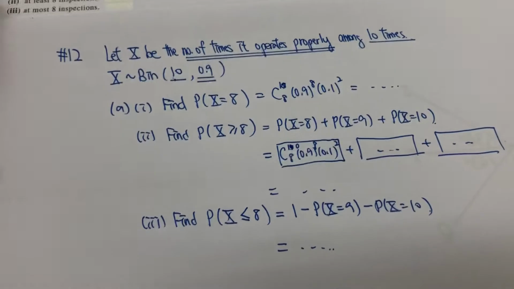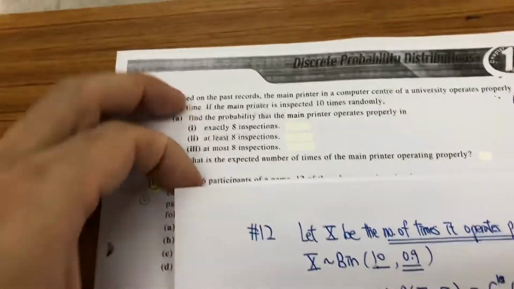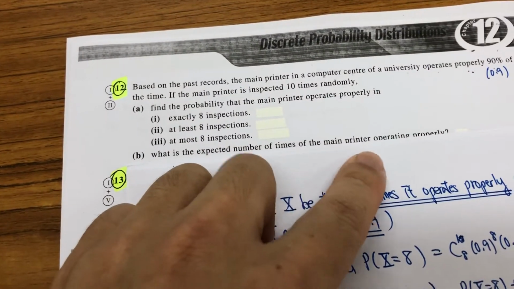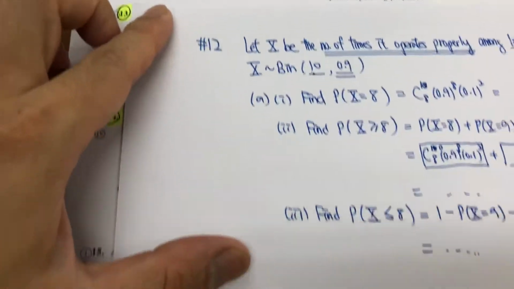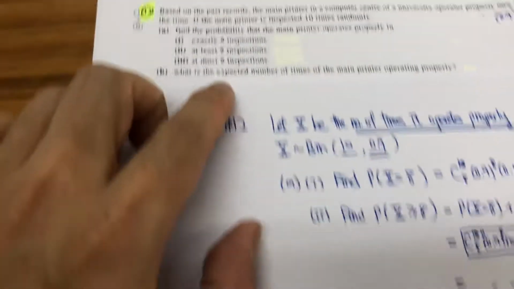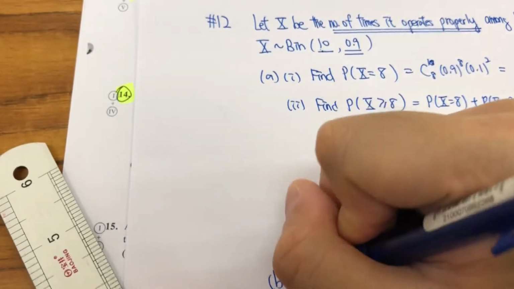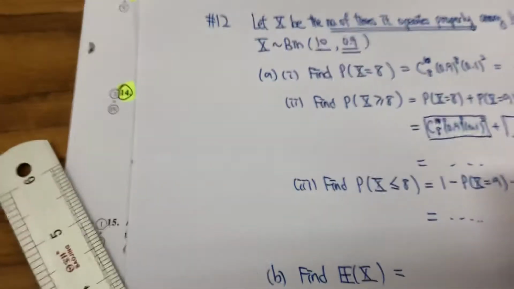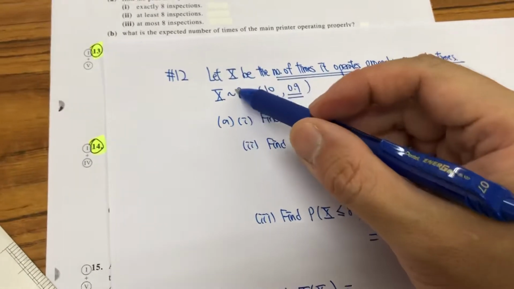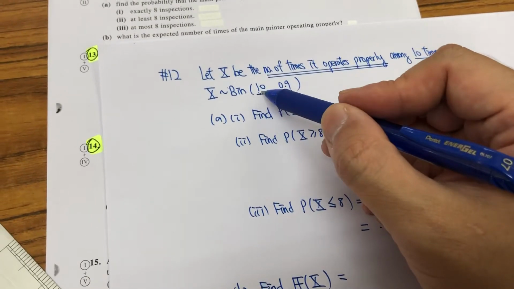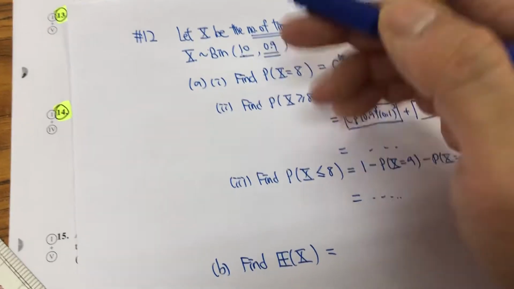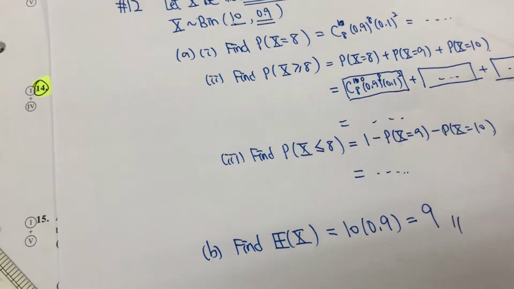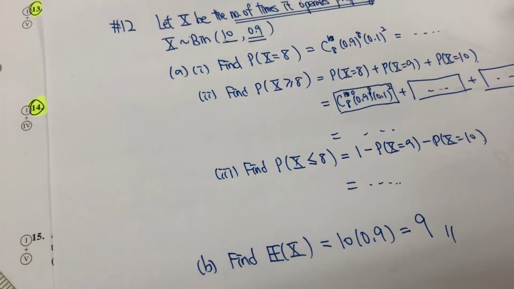And then, what about next? What is the expected number of times the main printer operates properly? Do you understand this word? Expected number means we have to find the expected value of x. So we know that it is just 10 times 0.9, which is 9. So this is the expected number.